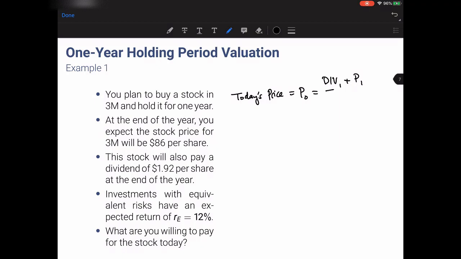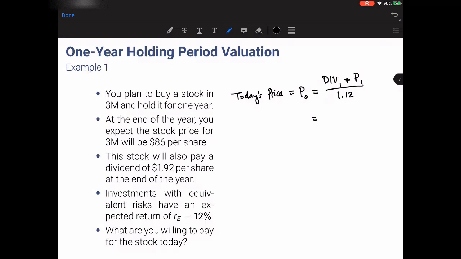And because this cash is 1 year later, we have to map it back into time zero to get the present value. We do this by dividing this future cash flow by 1 plus the cost of capital for equity stakeholders, which is 1 plus 12%. So I'm just going to write 1.12. And that's going to give us a price of 3M for today of $78.50.